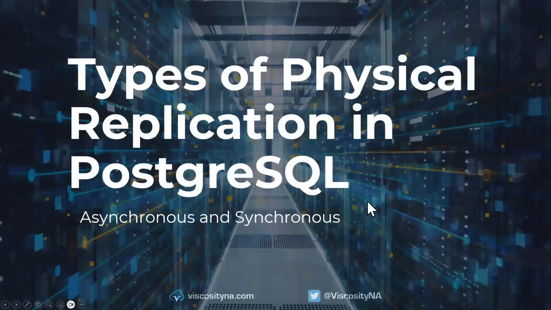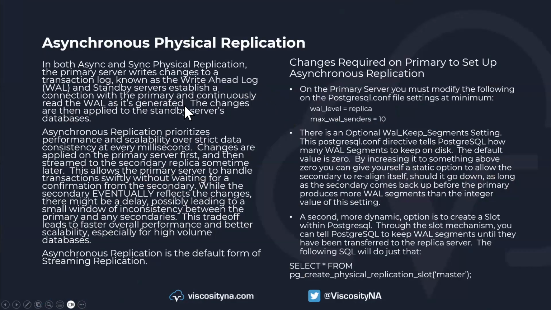Types of physical replication in PostgreSQL. This is just going into more detail. We're going to start with the default, which is asynchronous physical replication. This is going to describe it in more detail. The primary server writes changes to a transaction log known as the write-ahead log, and standby servers establish a connection with the primary and continuously read that write-ahead log as it's generated. Changes are then applied to the standby server's databases.